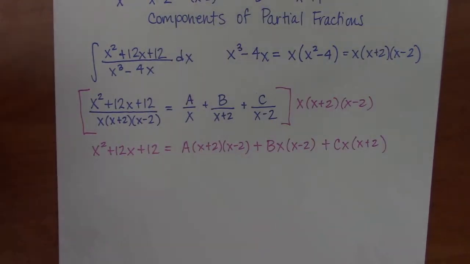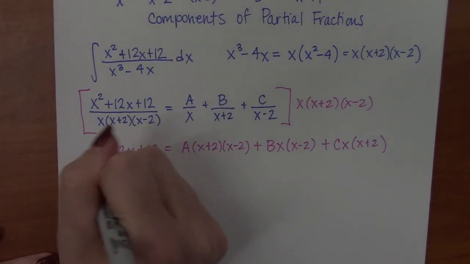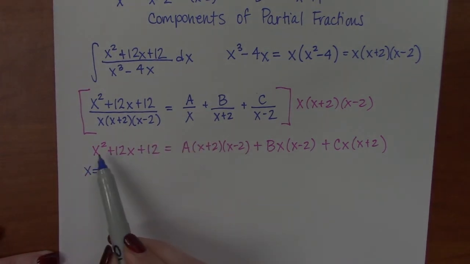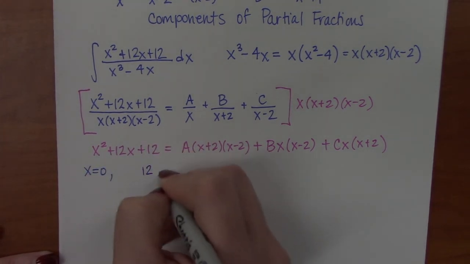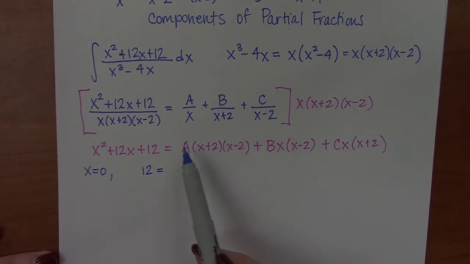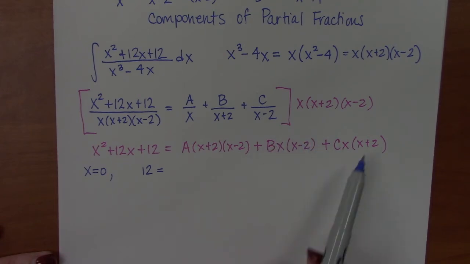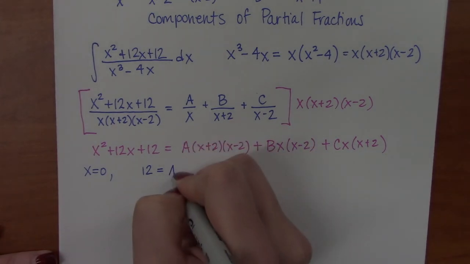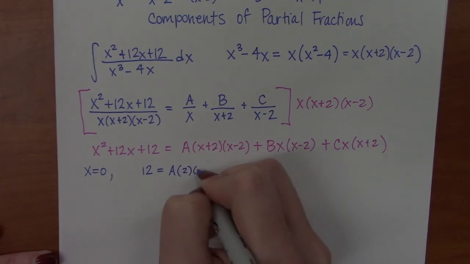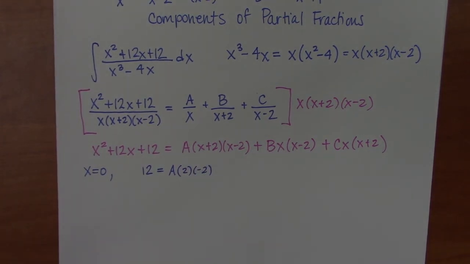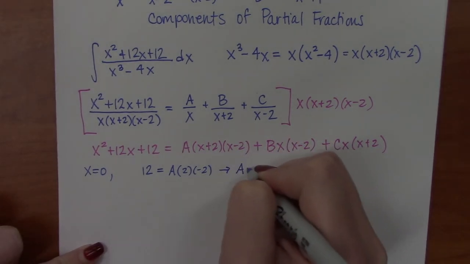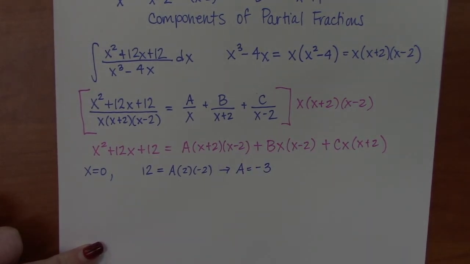So let's let x equal 0 first. That's really easy to plug into the left side. You're just left with 12. Every term that has an x attached to it goes away, so all you get is a times 2 times negative 2, because b times 0 is 0 and c times 0 is 0. If we divide 12 by negative 4, a is negative 3. So you can strategically pick your x values for every linear term, and it zeroes out a bunch of stuff.